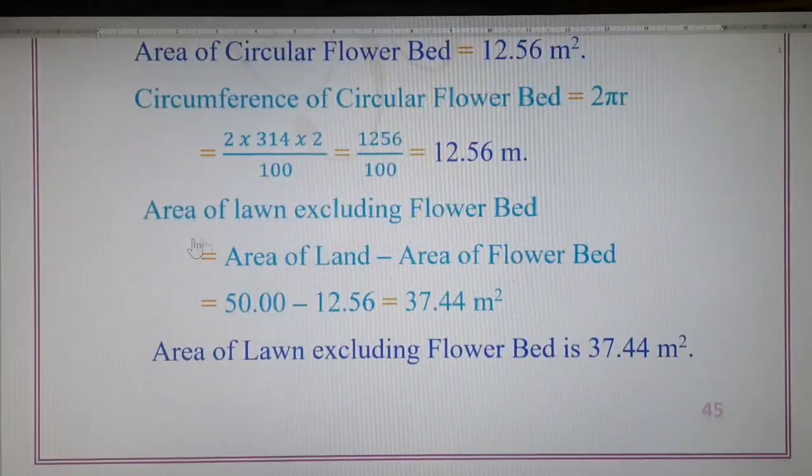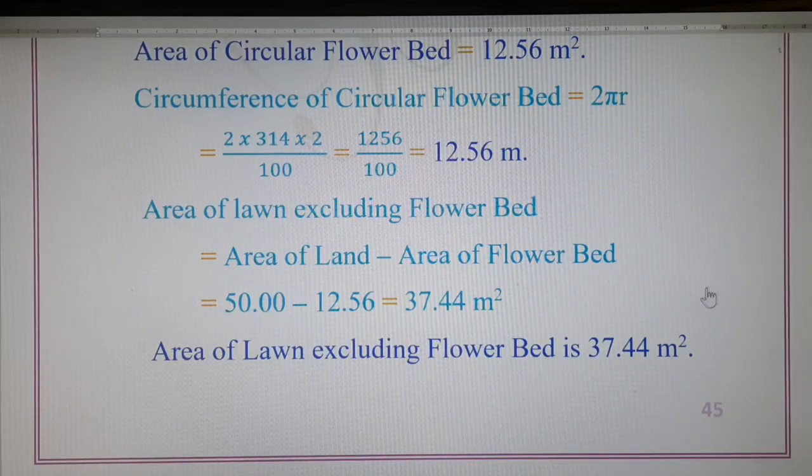So we will calculate the area of the lawn. Lawn means the region in which grass is grown. When grass is grown in a systematic manner and it is cut and trimmed regularly, then that grass growing in the land is known as a lawn, L-A-W-N. So the area of the lawn excluding the flower bed is equal to the area of the land minus the area of the flower bed. So here we will subtract 50.00 minus 12.56. The answer is 37.44 meters square.